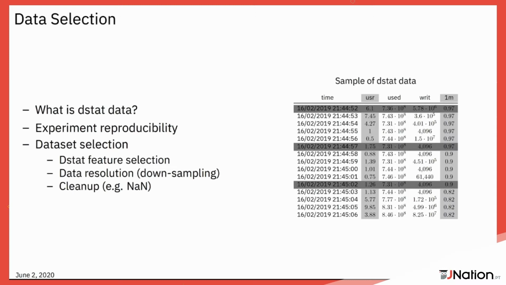USR stands for the user CPU utilization. Used refers to memory, and then you have disk I/O. 1M is the system average load, average over a minute. It's a metric that is exposed by Linux operating systems. And so there are 20 or more of these columns. And rows are samples at different time intervals.